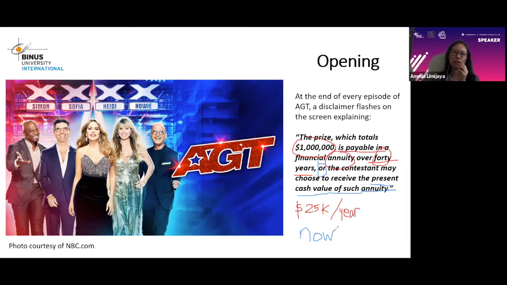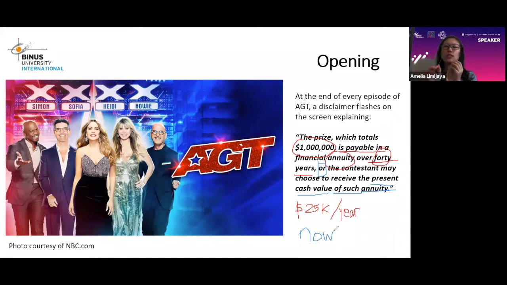We'll see later. This is just an opening to help yourself get familiar with some of the terms, and with the fact that it's actually happening in real life, for example, in the AGT case. At the end of the session, we're going to go back to our AGT example.